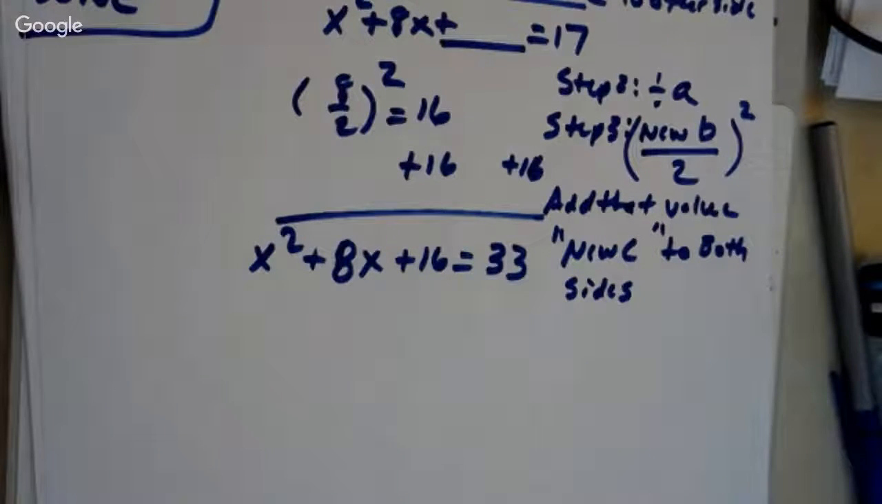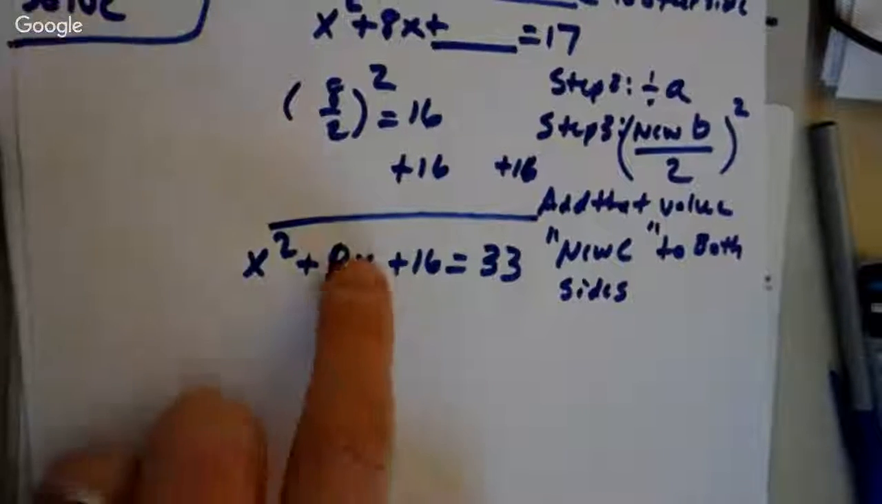Is that it? No, we got to solve it now. Well, now we got to make it the perfect square, and then we got to solve it. Make it the perfect square and then solve it. Questions on that? Aliana, is that your hand up or no? Okay. Left-hand side.